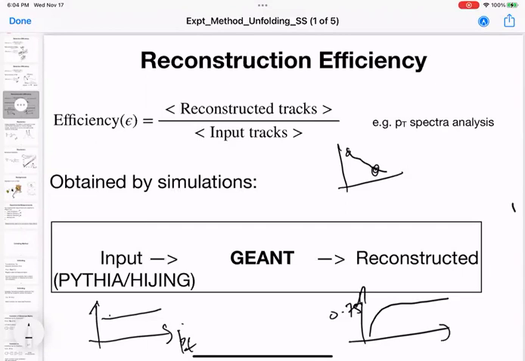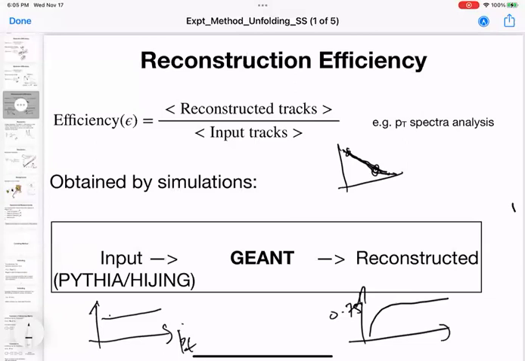But in ALICE, sometimes we also use Pythia or Hijing as input. Pythia and Hijing also have an exponential shape or a power law shape, so using that, you can also get the efficiency. So the main thing is about the statistics. If you have an exponential shape, you need more statistics to generate, or you need to generate more simulations. So it's computationally more exhaustive compared to this one.